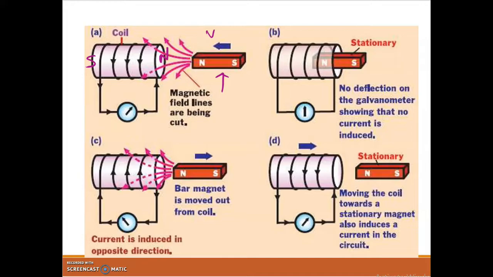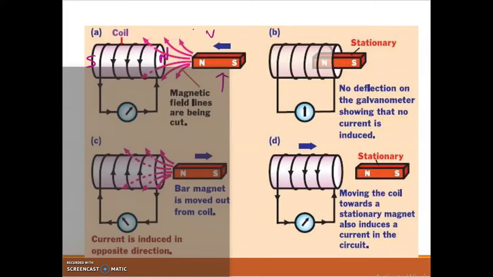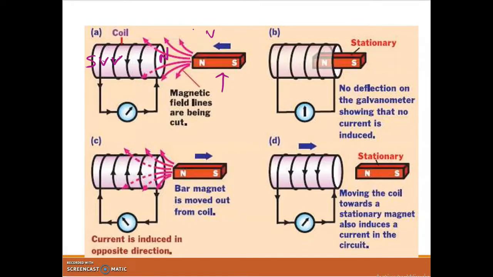So using our right hand grip rule, four fingers show the direction of current. So the direction of current is like this. This is the direction of current. So the galvanometer shows to the right. For picture B, it is stationary. While stationary, there is no current induced.